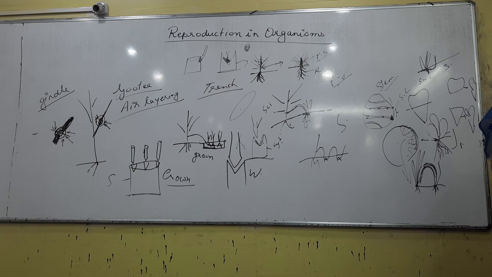And finally, we have pedogenetic parthenogenesis. Pedogenetic parthenogenesis, only one line. If parthenogenesis occurs in the larva stage, it is called pedogenetic parthenogenesis. There is nothing else beyond that. Next, another question: pedogenetic parthenogenesis is seen in liver fluke.